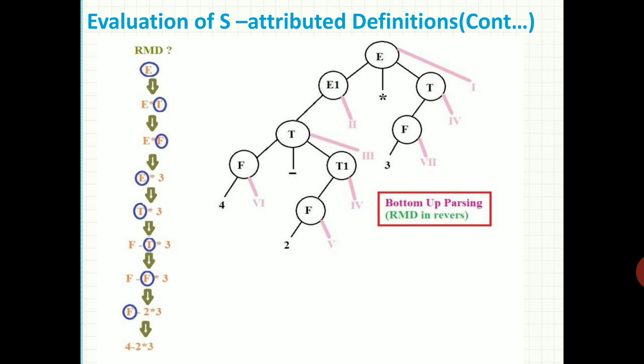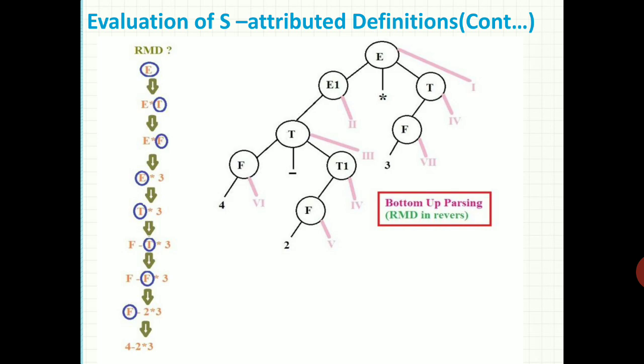Then the next non-terminal to expand is the E only. Then we will replace E by T. Then the expression will become T star 3. Then we will expand the rightmost non-terminal T by using the production F minus T. Then the expression will become F minus T star 3.